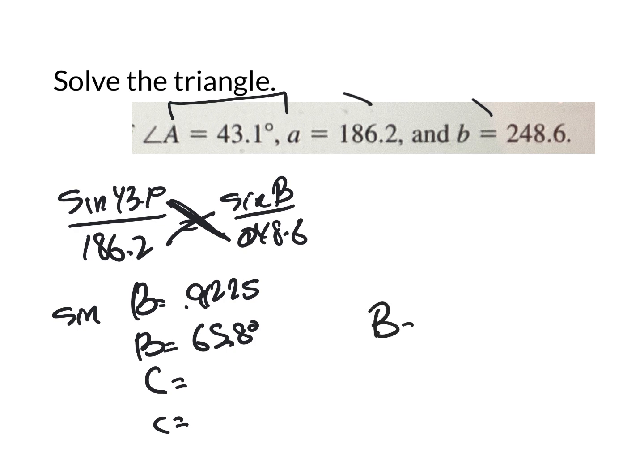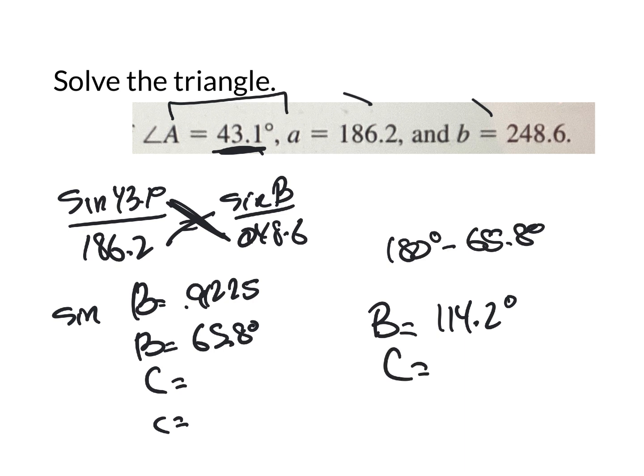If there is another B, the other B would be 180 minus the first one. And I'll show you exactly why that's the case in class tomorrow. We're going to do 180 minus 65.8, and if I do that, I get 114.2. Now, think about 114.2. I already know angle A is 43.1. So if I did 180 minus 43.1 minus 114.2, that's going to give me 22.7, which is also possible.